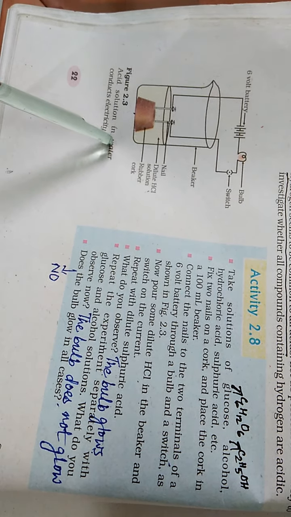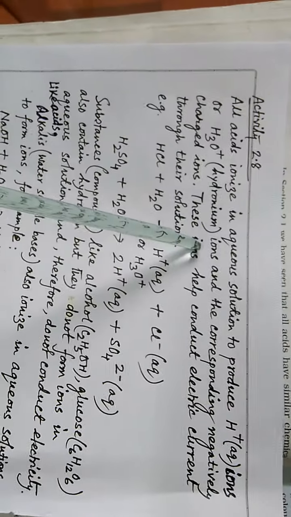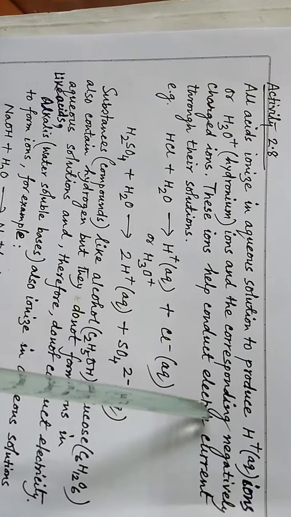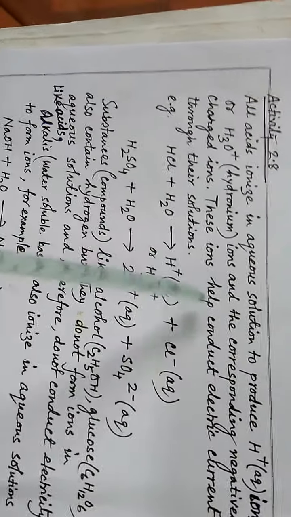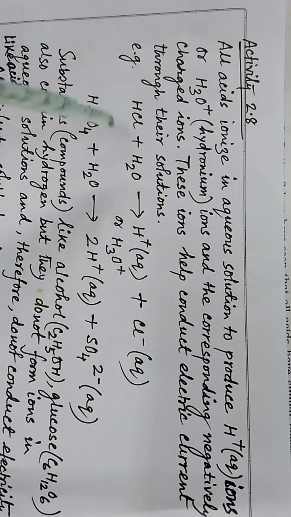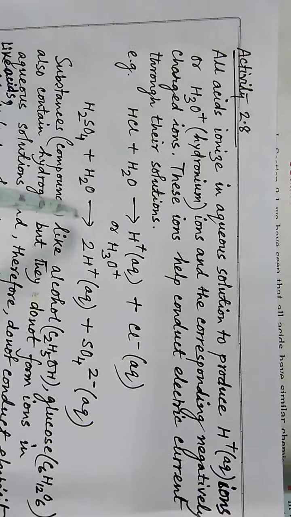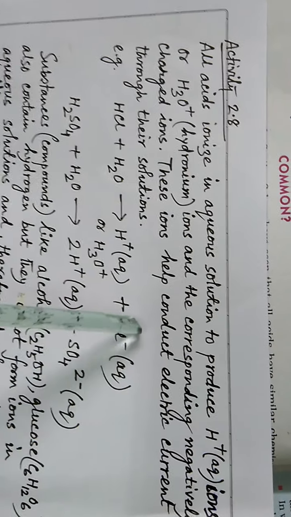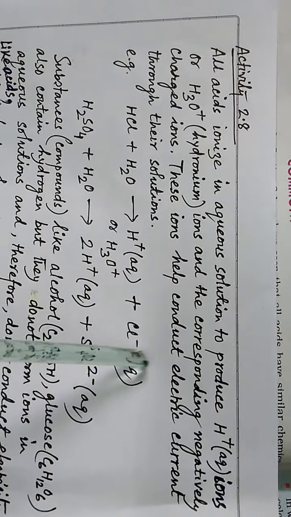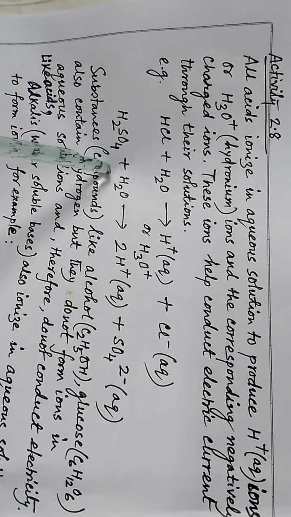We can explain our observations like this. All acids ionize in aqueous solutions to produce H plus aqueous or hydronium ions and the corresponding negatively charged ions. These ions help conduct electric current through their solutions. For example, if we take hydrochloric acid and sulfuric acid and dissolve these acids in water, we will get hydronium ion and the corresponding negatively charged ion, chloride in case of hydrochloric acid and sulfate in case of sulfuric acid.